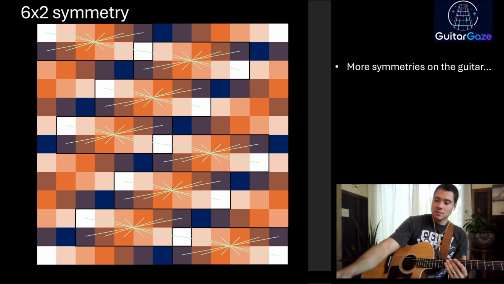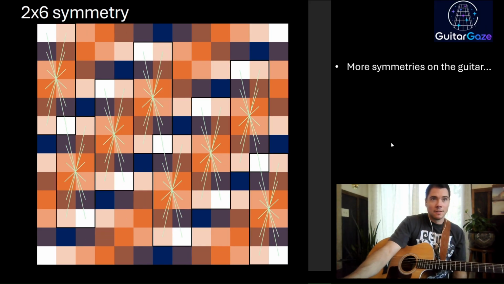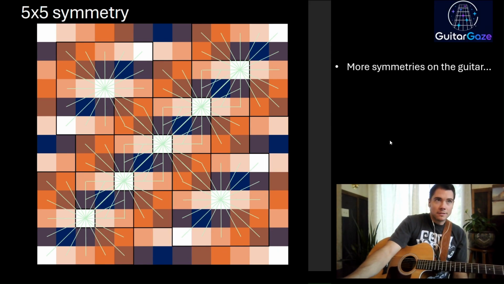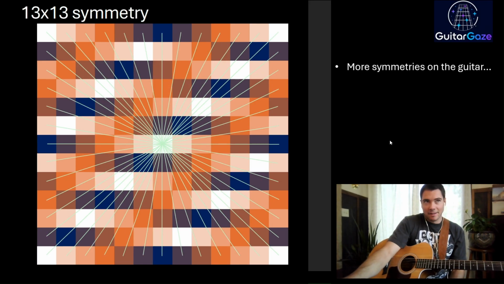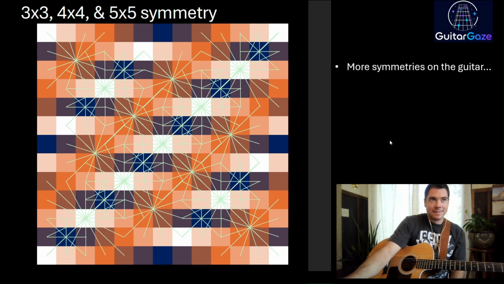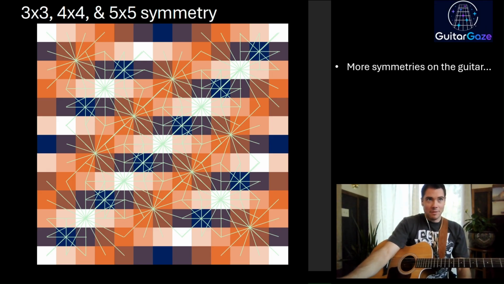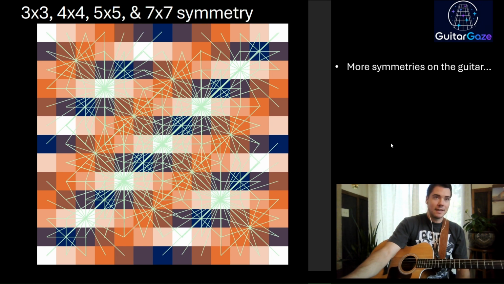And there are other symmetries of the guitar. Like I said, anywhere you've got a root note in one corner and a root note in the other, everything is symmetrical in that box. So you've got your 6x2 symmetry, you've got 2x6, 5x5, 7x7, 13x13. You can combine them. We showed the 3x3 with 4x4. If you add 5x5 symmetry on top of that, those are the beautiful patterns you get.